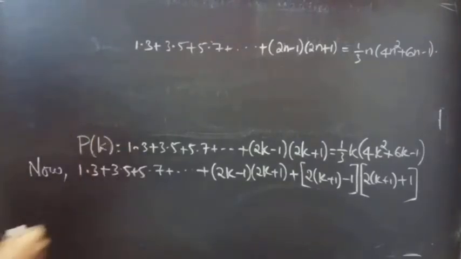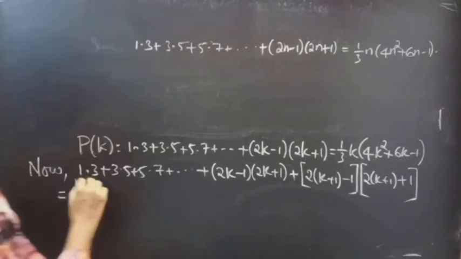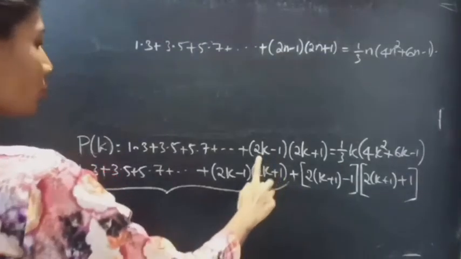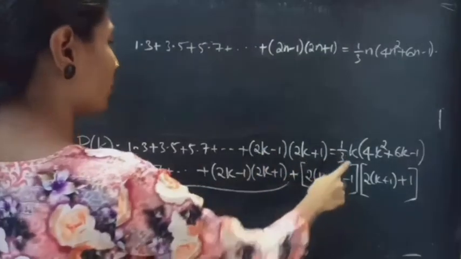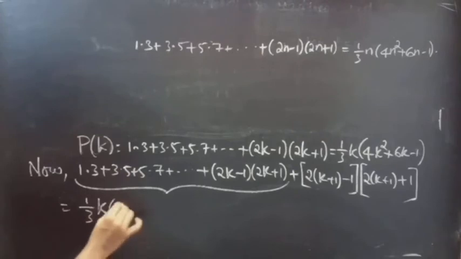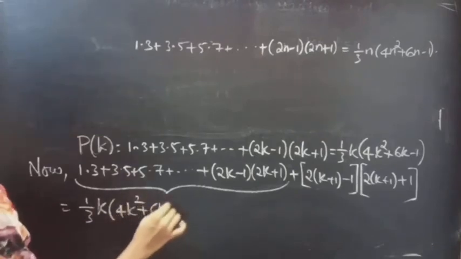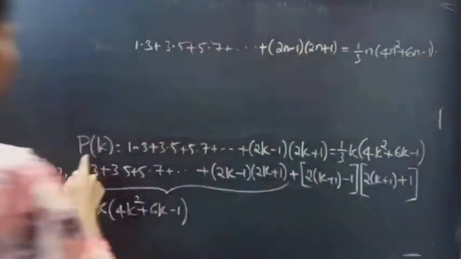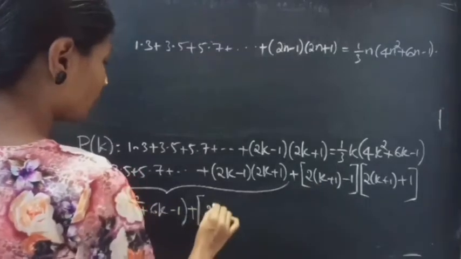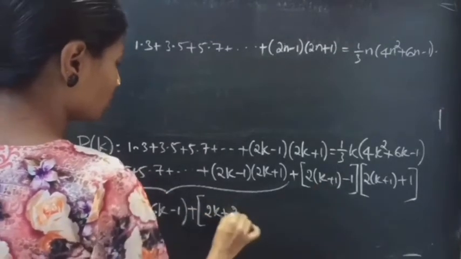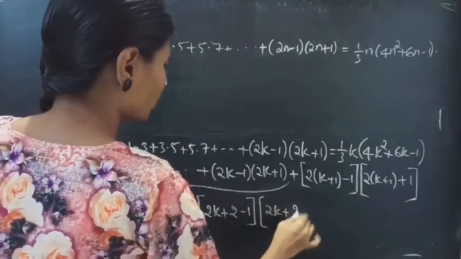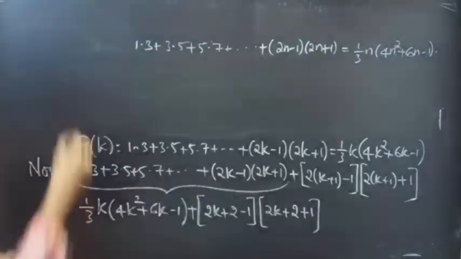So this equals to, we have 1 into 3 plus 3 into 5 plus so on to 2k minus 1 into 2k plus 1 is 1 by 3 into k into 4k square plus 6k minus 1, right? From P of k. Okay, plus 2 into k is 2k, plus 2 into 1 is 2, minus 1, into 2 into k, 2k plus 2 into 1, 2, plus 1.